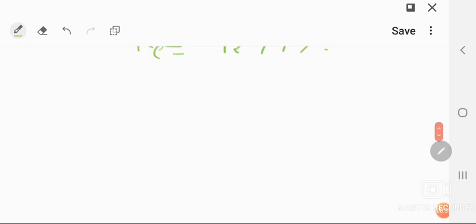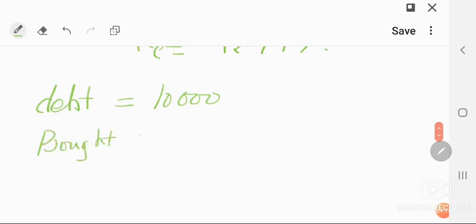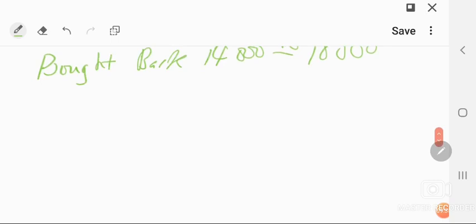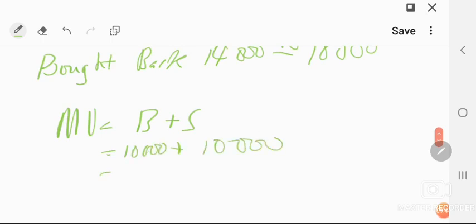Let us now say the value for debt has been increased to 10,000. They have bought back some shares, repurchasing them, from 14,000 to now 10,000. So let's recalculate the following things. Let's see what will happen to the cost of equity, the market value, and whatnot. For the market value, we just use method 1, which is B plus S: 10,000 plus 10,000 gives you 20,000.